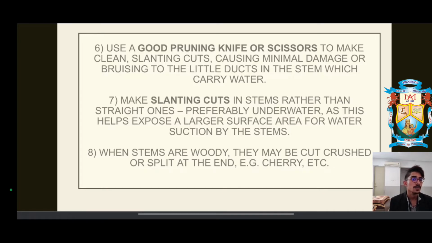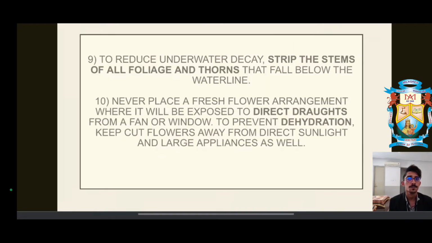Next, when we are using a stemmy or a woody plant, they may be cut, crushed or split at the end. Example, cherry. So basically, if we have a stem that is woody, which has a very hard nature, we may crush the ends of it or split the ends of it. That is again to retain moisture. When we do this, a plant can absorb more of the water from the particular source, maybe the bucket water or any other container that it is kept in.